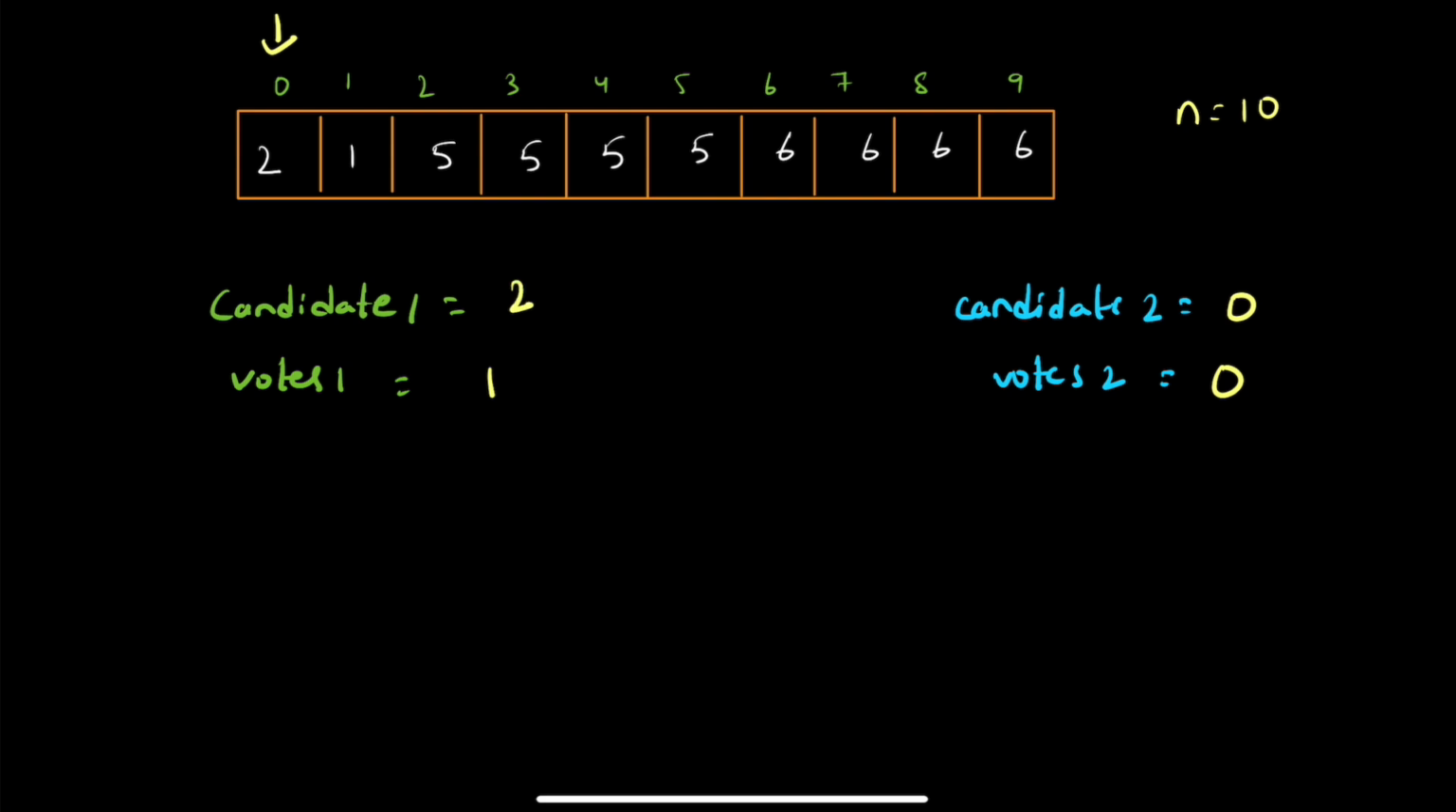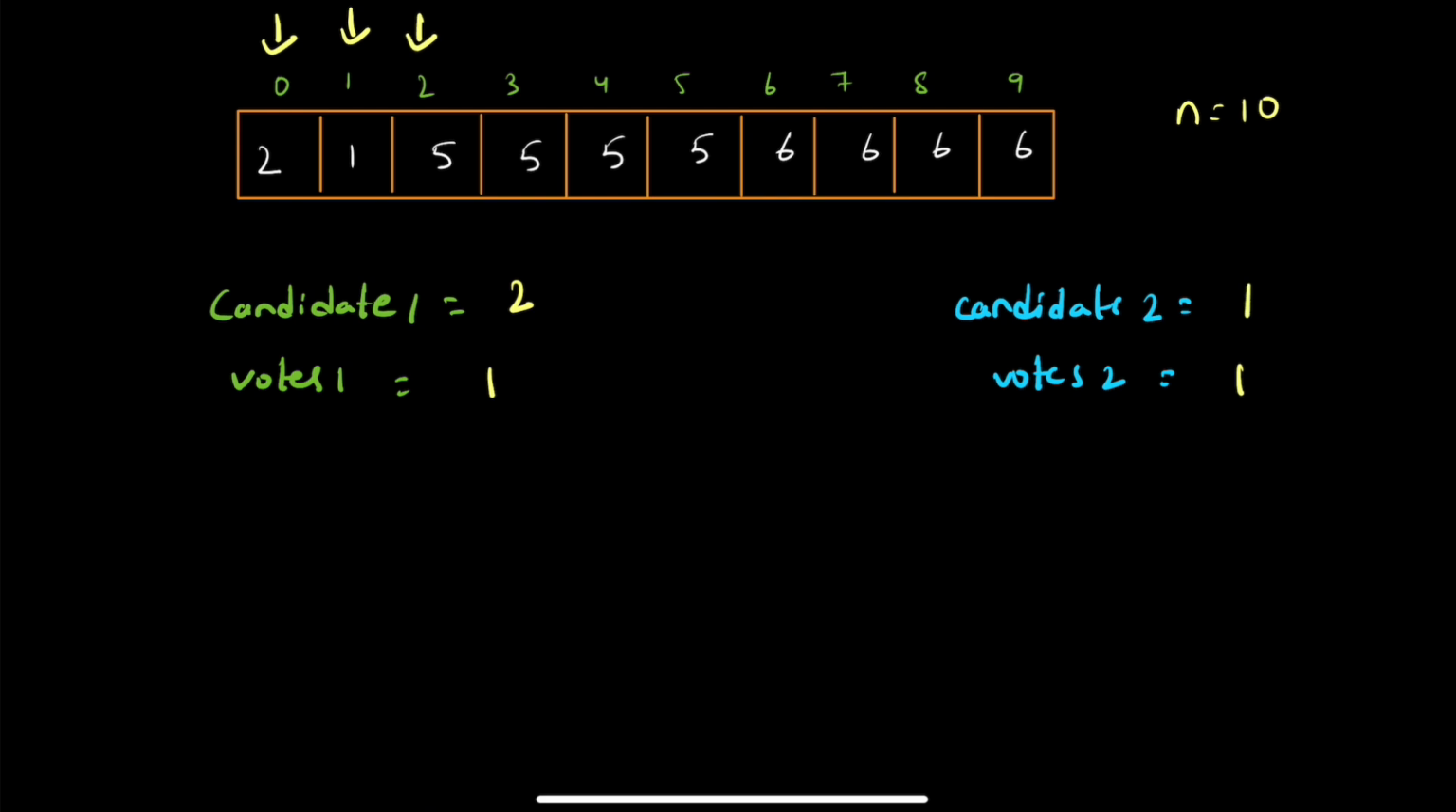Okay, so we'll go to index 1. Here the candidate is 1. So we'll check whether for candidate 1 the vote is 0. No, right? So we'll go to candidate 2. For candidate 2, whether the vote is 0. Yes, the vote is 0. Again it signifies the same, that is when vote is 0, the candidate is not occupied by any potential candidate. So we'll consider 1 as potential candidate for now. So the vote becomes 1 and the candidate is 1.